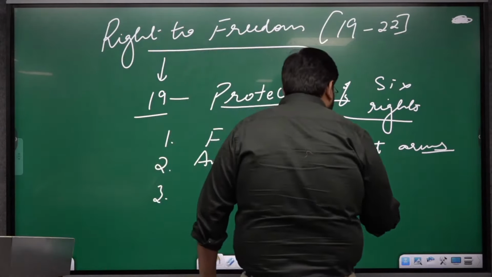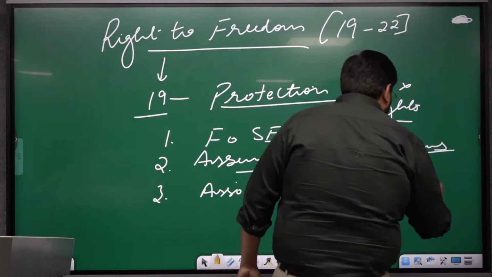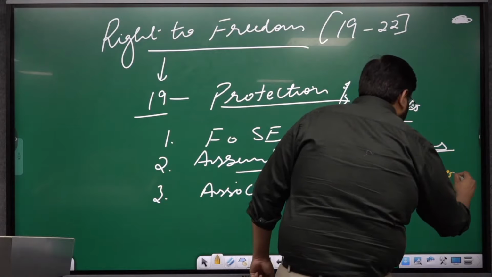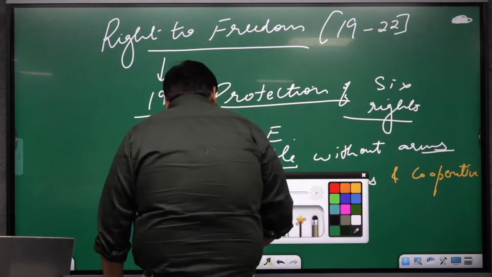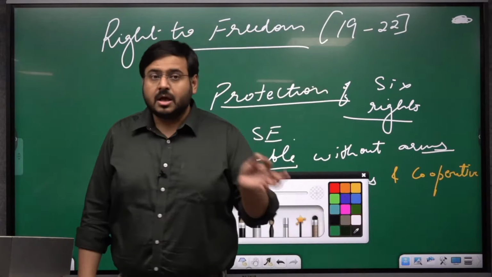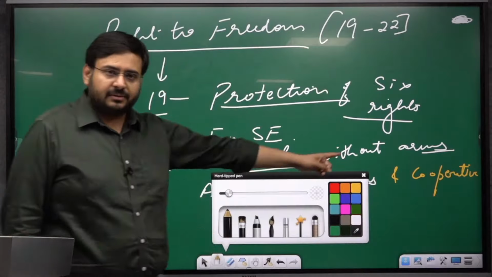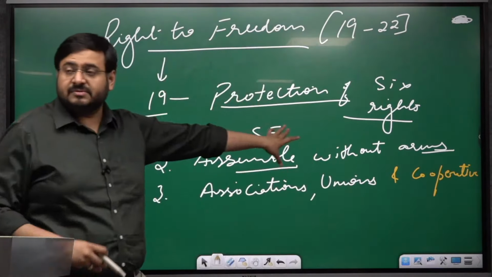Unions and cooperative. Okay? Now I am writing it with a different color because it was not there in the original constitution. It was added through the 97th Constitutional Amendment Act. The word cooperative.